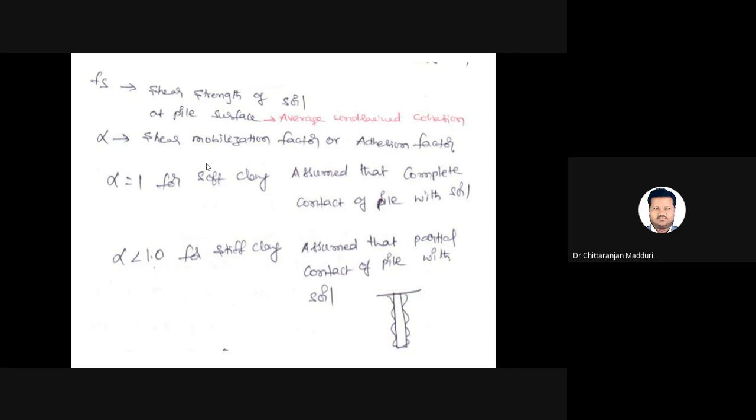So if in the problem it is mentioned that it is a soft clay, then directly we need to take alpha is equal to 1. It will not be given in the problem. If it is soft clay, by default we can take alpha is equal to 1. Suppose it is mentioned in the problem that it is a stiff clay, then they will give the alpha value in the problem. Then we can take it from the problem in the place of alpha.